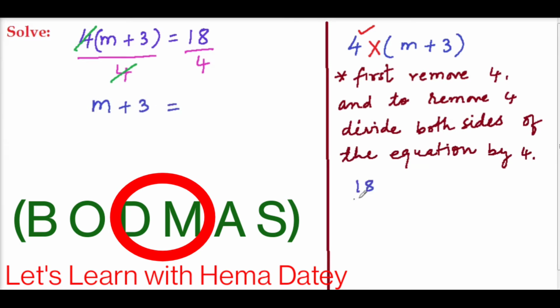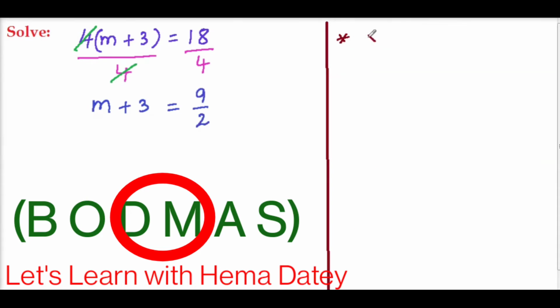On the right hand side, 18 divided by 4. After cancelling both by 2, we will get 9 by 2. Let's see again. We will divide 18 and 4, both numbers, by the common factor 2, and it will give us 9 by 2. So on the right hand side we will have 9 by 2.